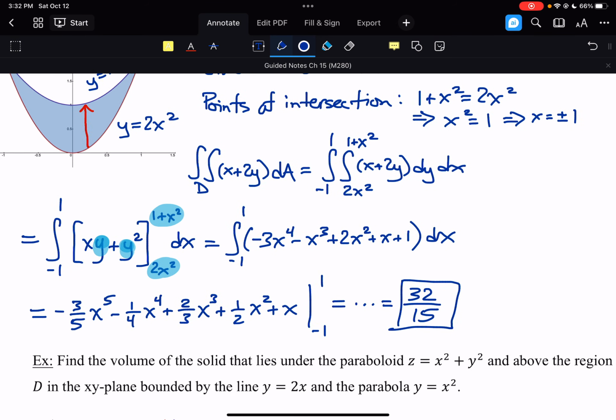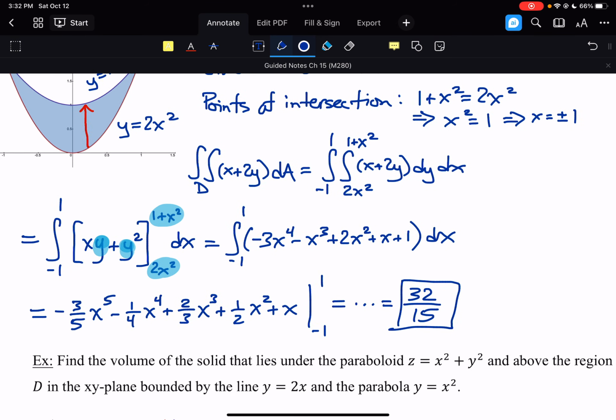Let's take a look at the next example over here. Evaluate the double integral over D of xy dA, where D is the region bounded by this line and this parabola.